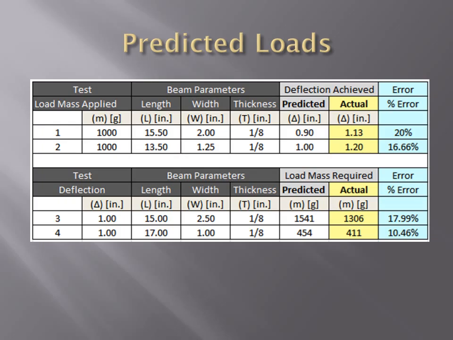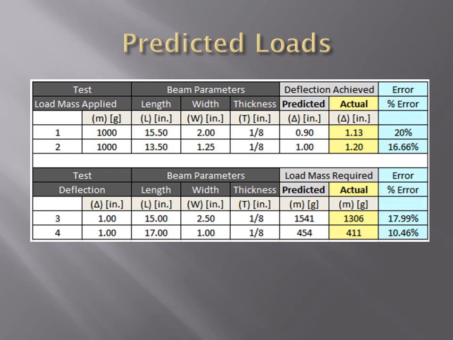The first table compares the predicted deflection from our program versus the actual deflection obtained from testing in the lab when a constant mass of 1,000 grams is applied to a beam with certain parameters. The light blue column shows percent error between the predicted and actual values.